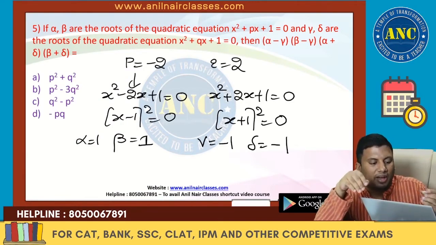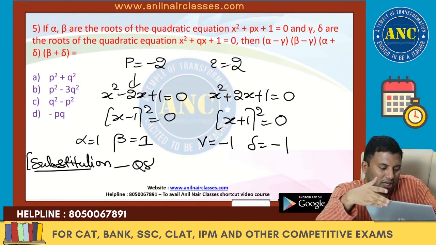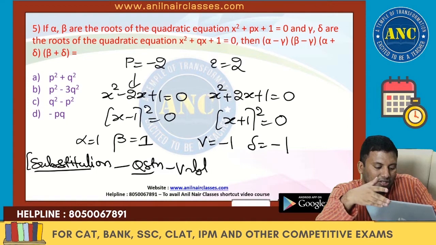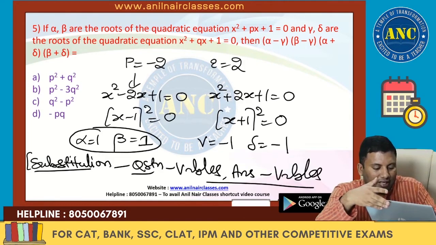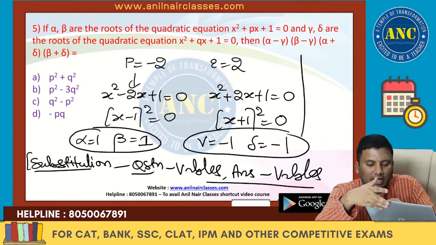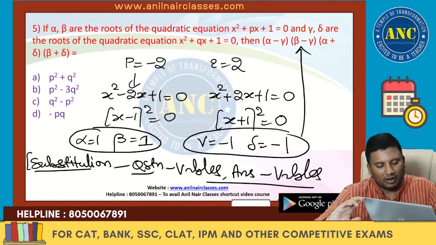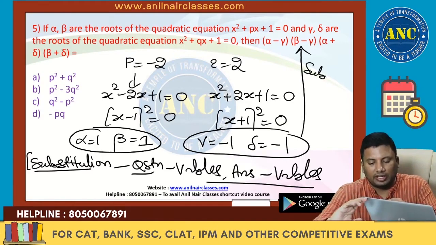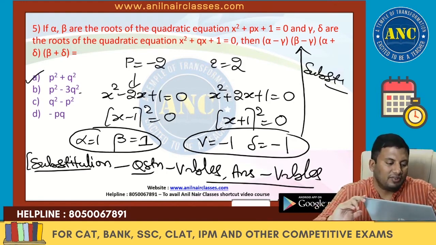Are you all with me? Why am I doing this substitution method? In algebra, we will do the substitution method when the question contains variables and the answer contains variables. Substitute alpha 1, beta 1, gamma minus 1, delta minus 1 in this equation. So, alpha minus gamma, 1 minus of minus 1, 1 minus of minus 1. Substitute it, get the answer. Substitute p and q values, get the answer. That will be the answer.